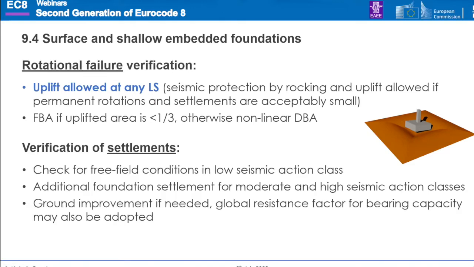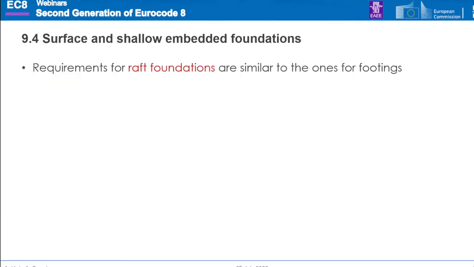For the verification of settlements, Amir Kenya has already mentioned a little bit about this, but we are doing this verification using the free field conditions in the low seismic action class. But we have additional foundation settlements that should be considered for the moderate and high seismic action classes. And we have ground improvement if needed, or also a global resistance factor, which can be used for the bearing capacity verification related to these settlements.